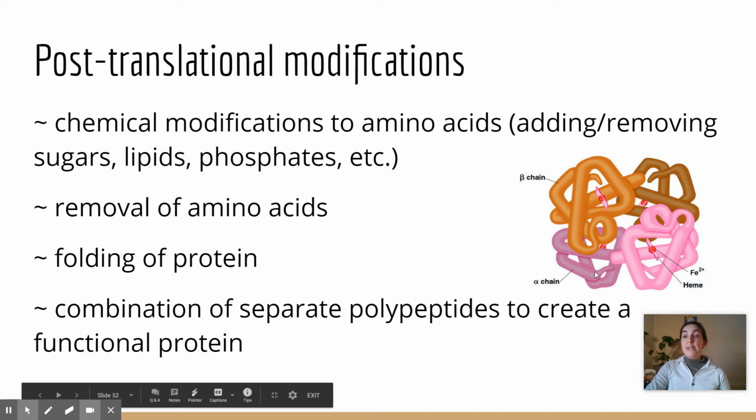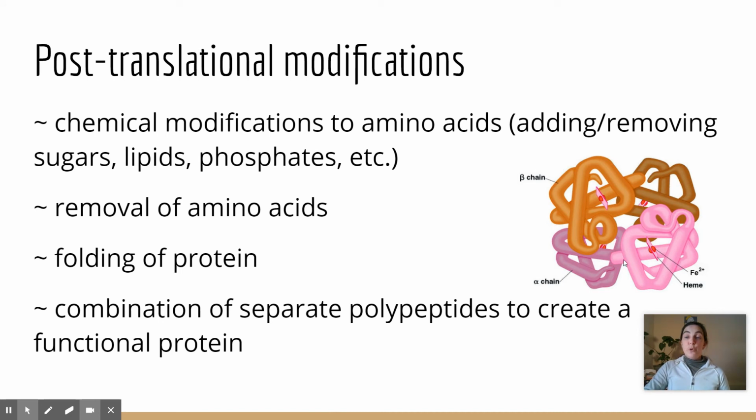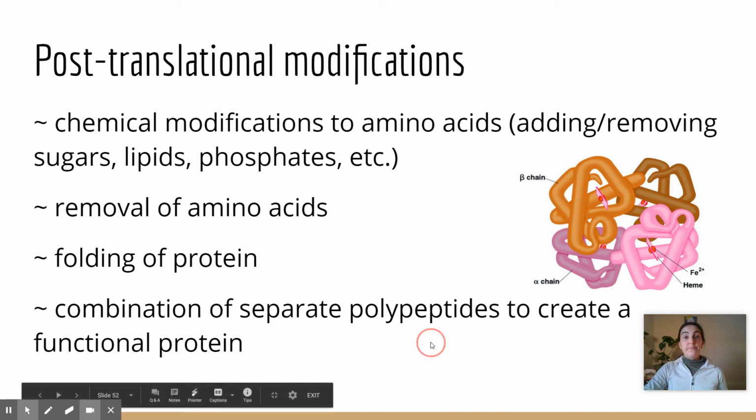Hemoglobin is actually coded for by 4 different genes that make 4 different polypeptides. Each of these colors represents a different polypeptide chain, and all 4 of them need to be transcribed and translated, and then those 4 polypeptide chains come together to form the finished hemoglobin.